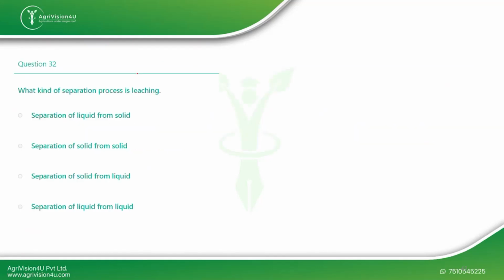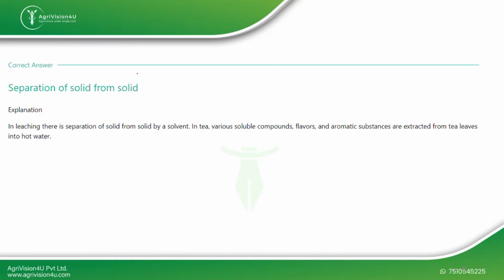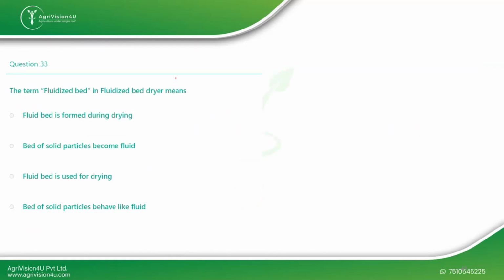The next question is, what kind of separation process is leaching? Now, in leaching, what you have to do is separate the solid from a solid. For example, you can take the example of tea. When you are going to make tea, you will have various types of soluble compounds. Those compounds will give aroma and flavor when you extract them by using hot water. So leaching is nothing but separation of the solid component from a solid with the use of a solvent. So separation of solid from solid is leaching.